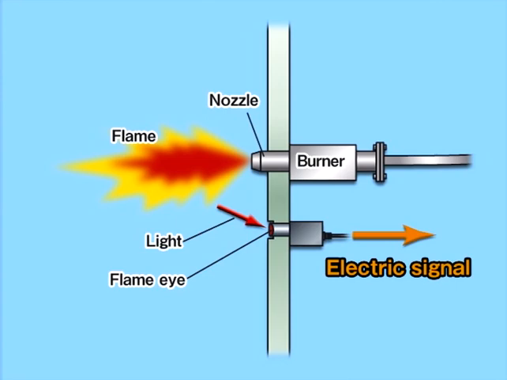The flame detector, also known as the flame eye, is a type of optical sensor. A flame eye is installed near the nozzle of the boiler burner, monitoring the burner flame. When the burner flame is on, the flame's light passes through the sensor and is converted into an electrical signal. When the burner flame is off, the sensor ceases to produce an electrical signal.